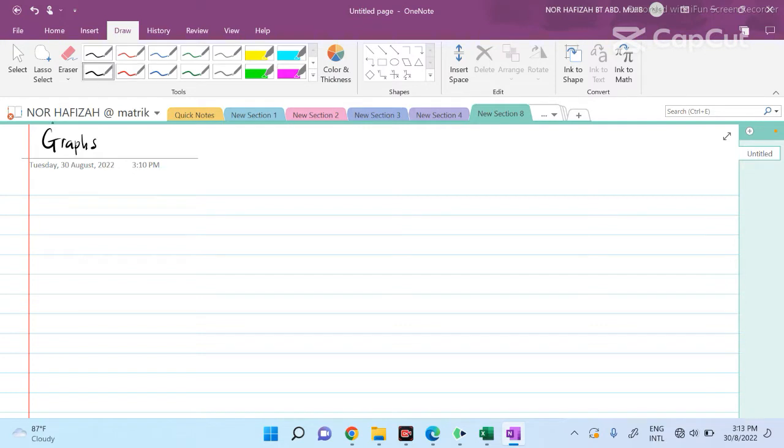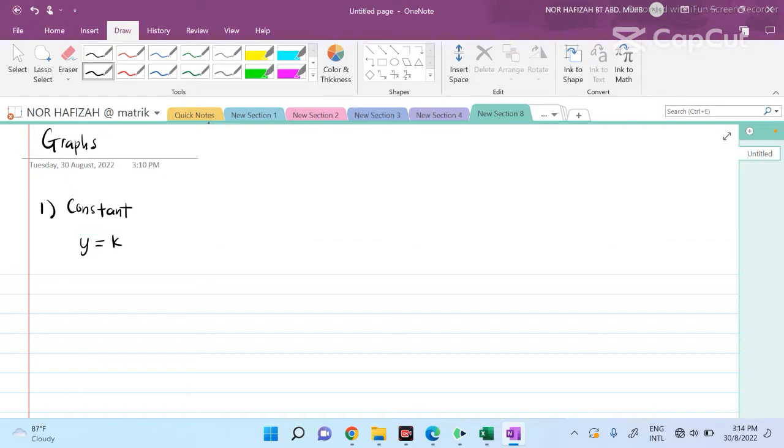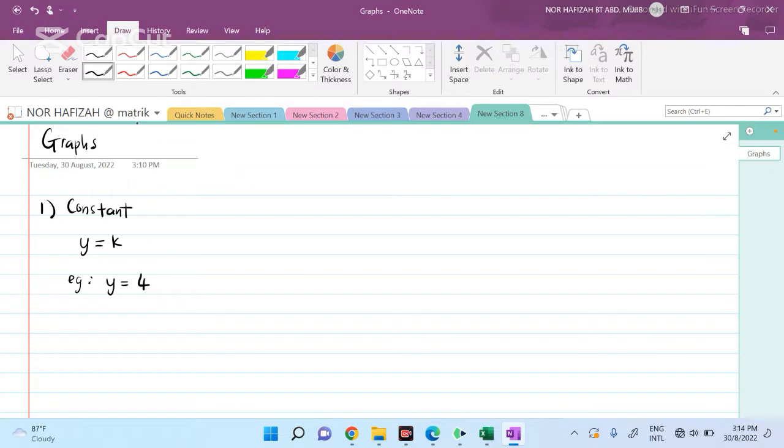Right, graph sketching. The first one is the constant function. For a constant function, they give you y equals k. For example, y equals 3. After you sketch the x and y axes, label straight away. Otherwise, you will always forget.